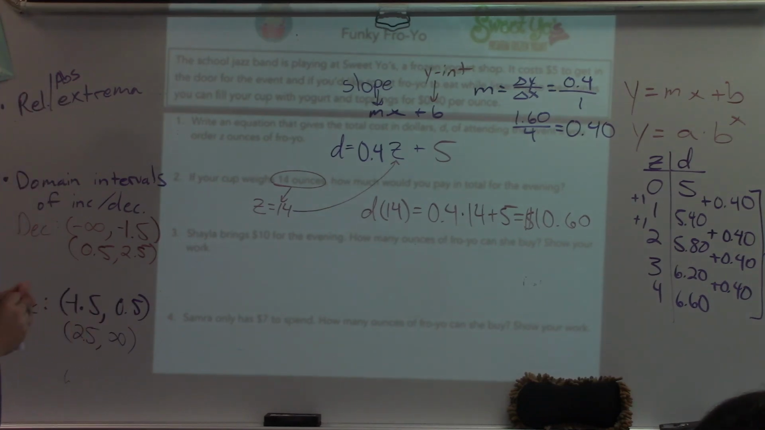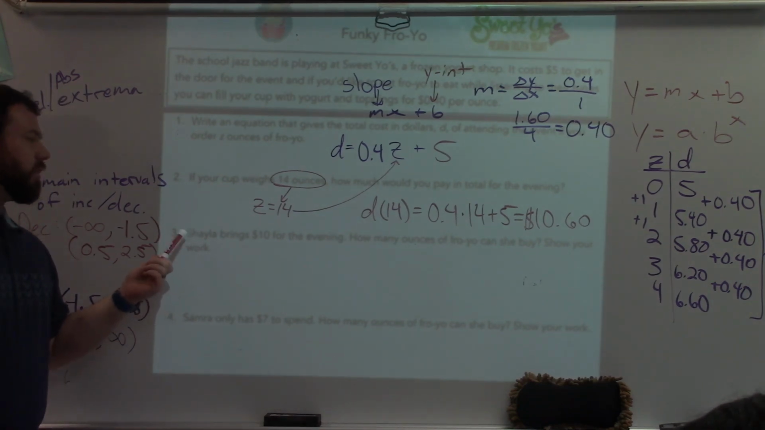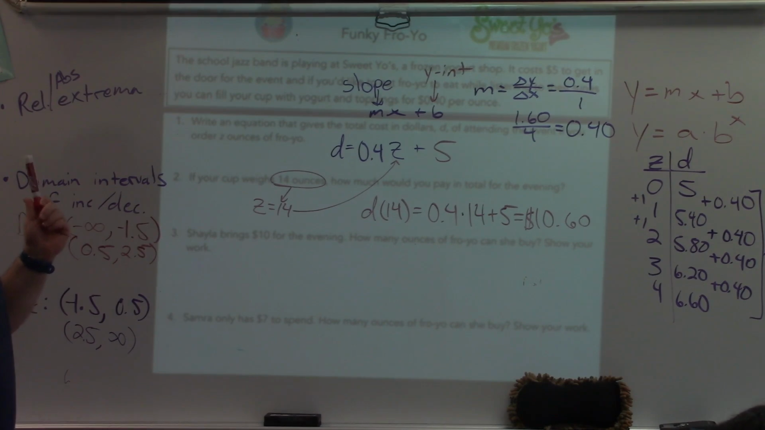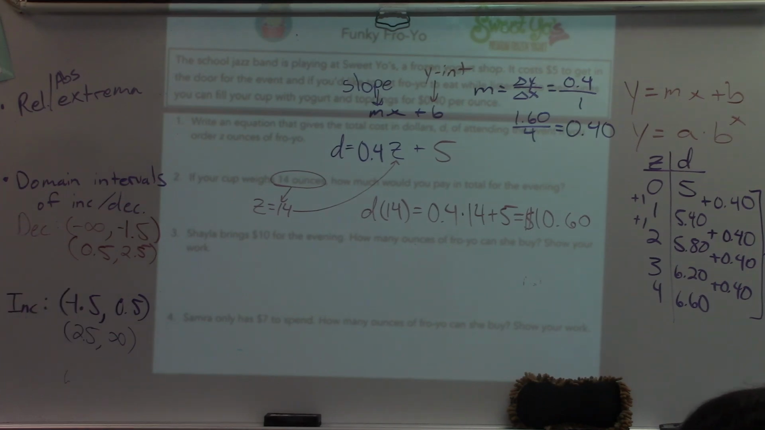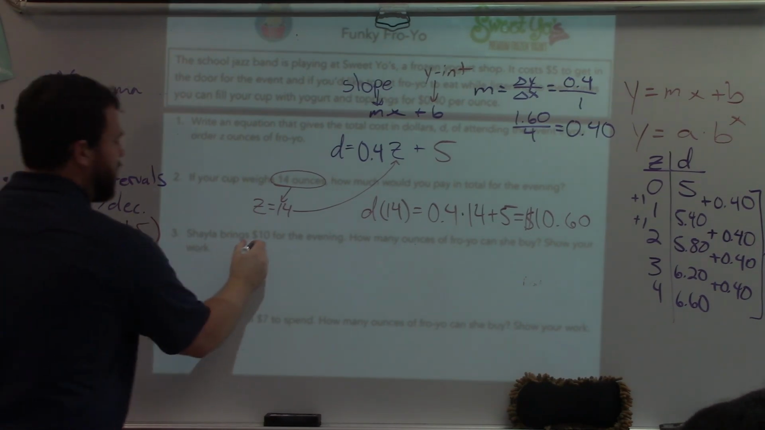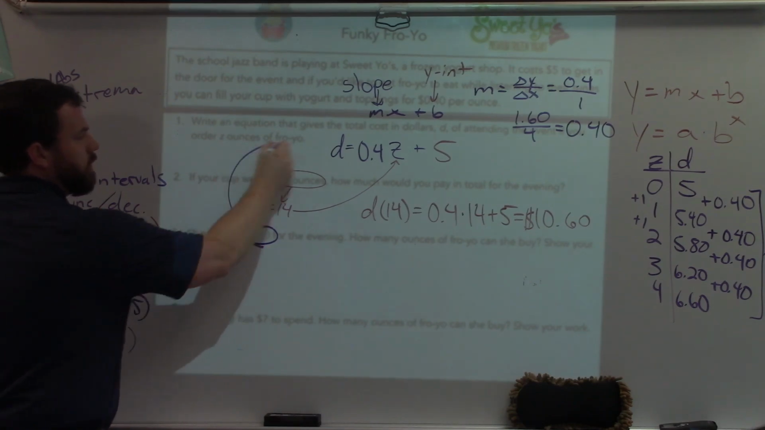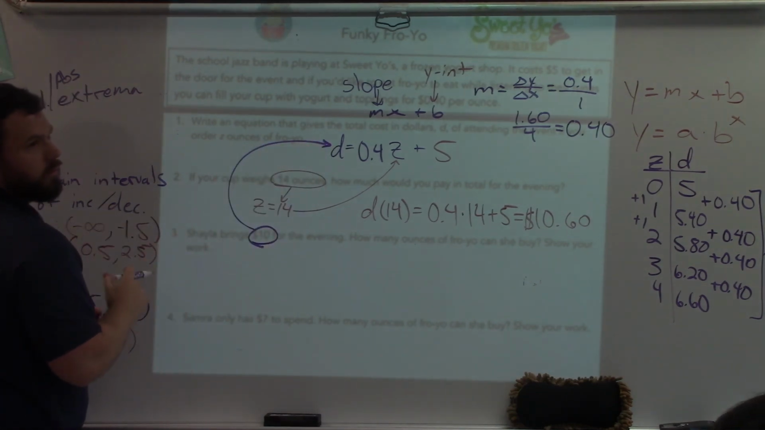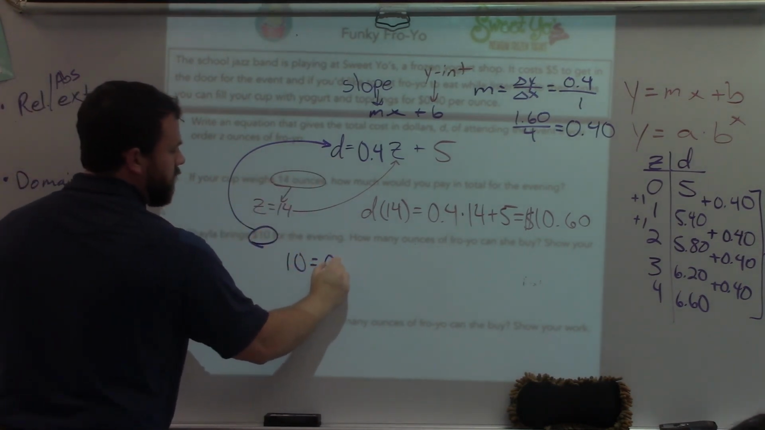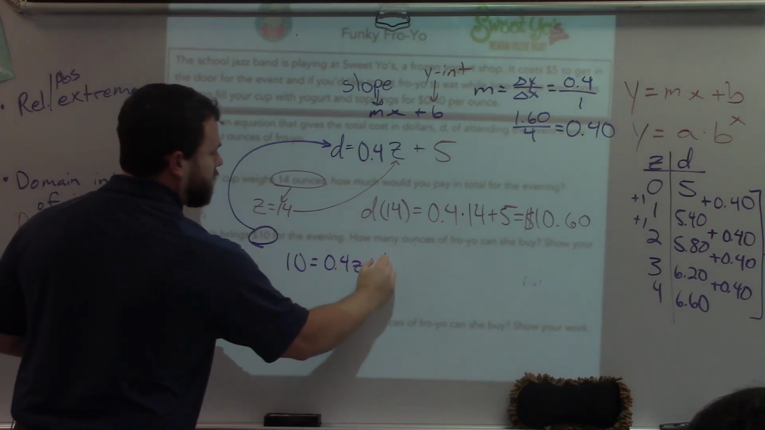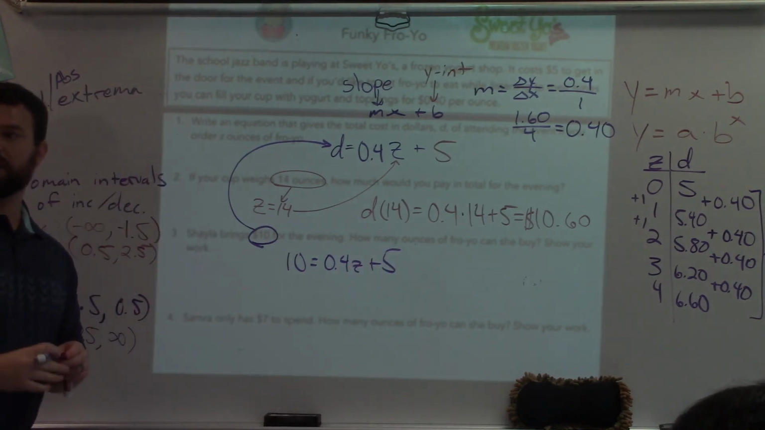But here's the question for you that I need to end on. Shayla brings $10 for the evening. How could I figure out how many ounces she could buy if she has $10? Okay, I could substitute 10 in for the what? For the what? Isn't that her dollars? Can I solve that equation to get how many ounces she could buy?